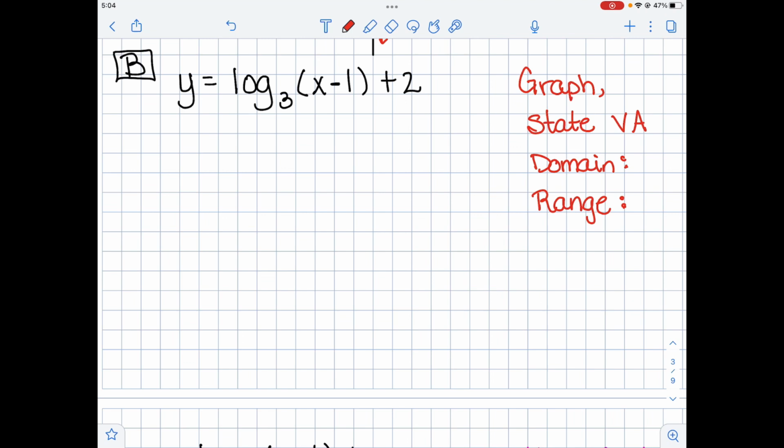So here's one that I want you to try. This one's log base 3 of (x minus 1) plus 2. Notice there's been some things added, transformed here. So pause the video and then see how you do.